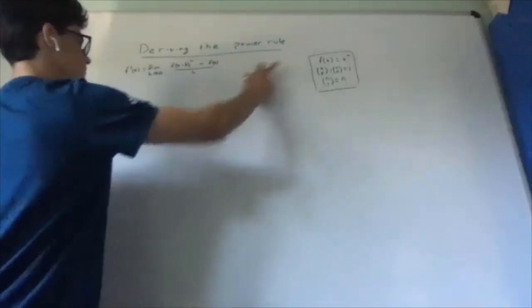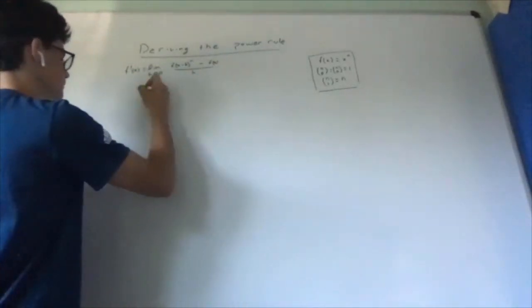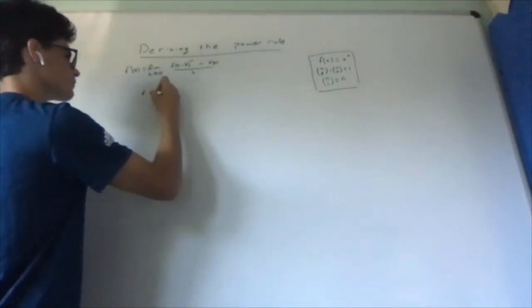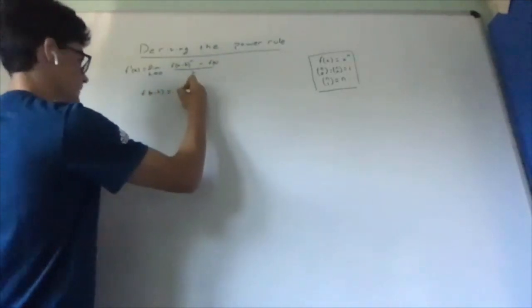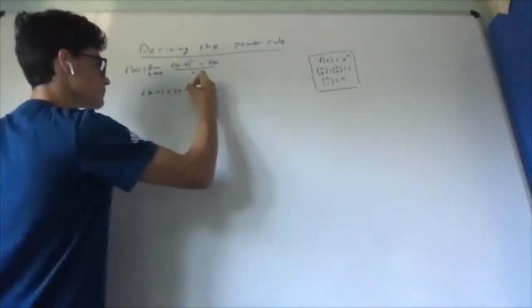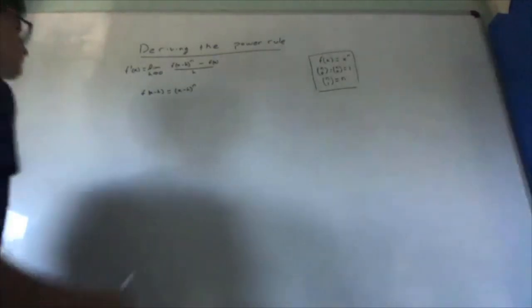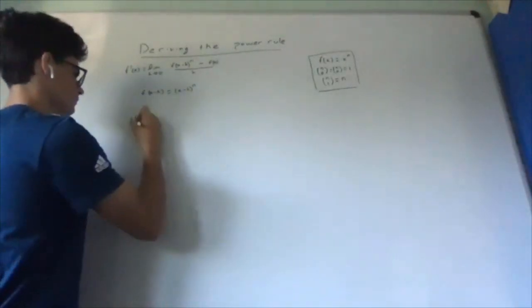So now that we have this, let's plug in f of x that we have written on the side, which is equal to x to the n. So now that we have this term written out, we can expand it using the binomial theorem and write in the rest of the terms.